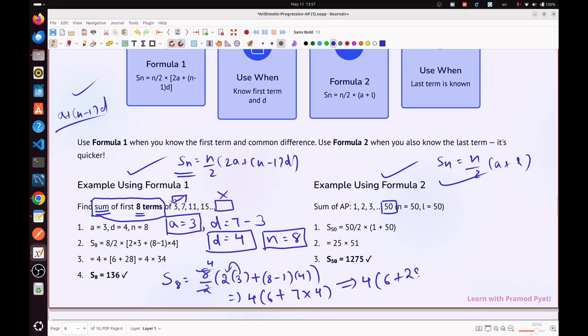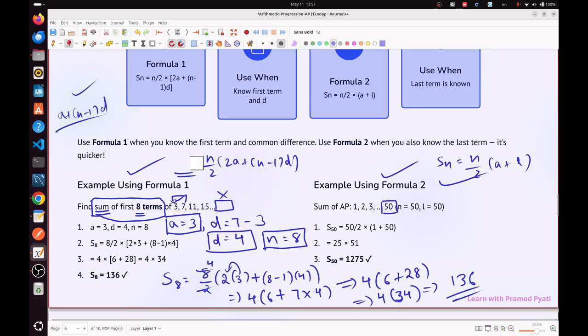7 into 4 is 28, right? What will we get here? 4 into 28 plus 6 is 34. Finally, 34 into 4 is 136. 136 is the answer. Like this we need to apply the formula for the sum of the first 8 terms.